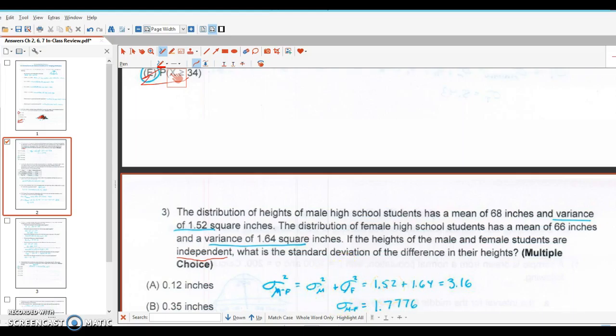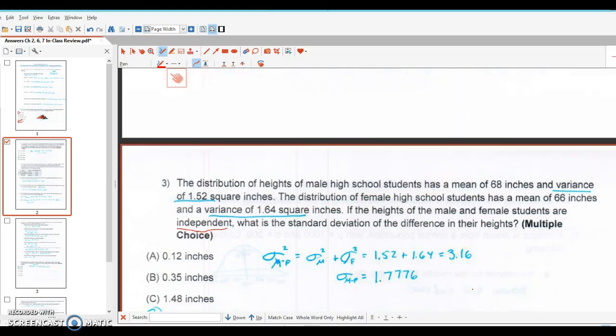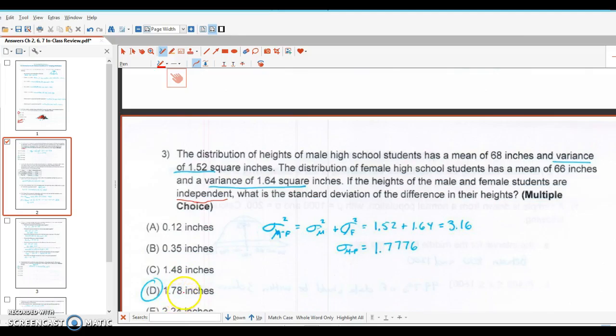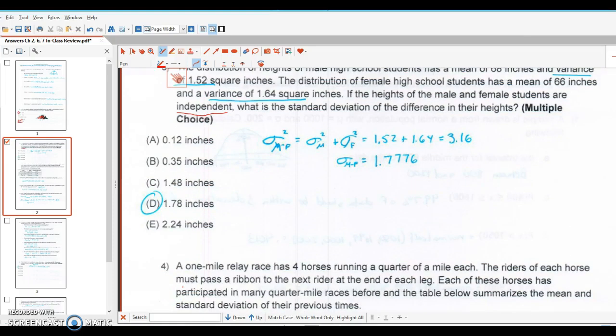So I don't have to do anything to 1.52 and 1.64 other than add them together because they were already in terms of variance. That gives me a combined variance of 3.16. And then take the square root of that to find the deviation, and I get 1.777, which would give me 1.78. D as the answer.